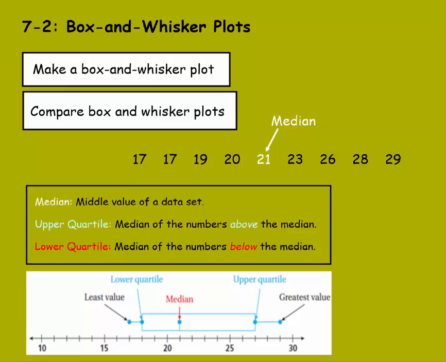We're on lesson 2 of chapter 7, which is box and whisker plots. First, we're going to make a box and whisker plot. Then we're going to compare box and whisker plots. This below here is a box and whisker plot.